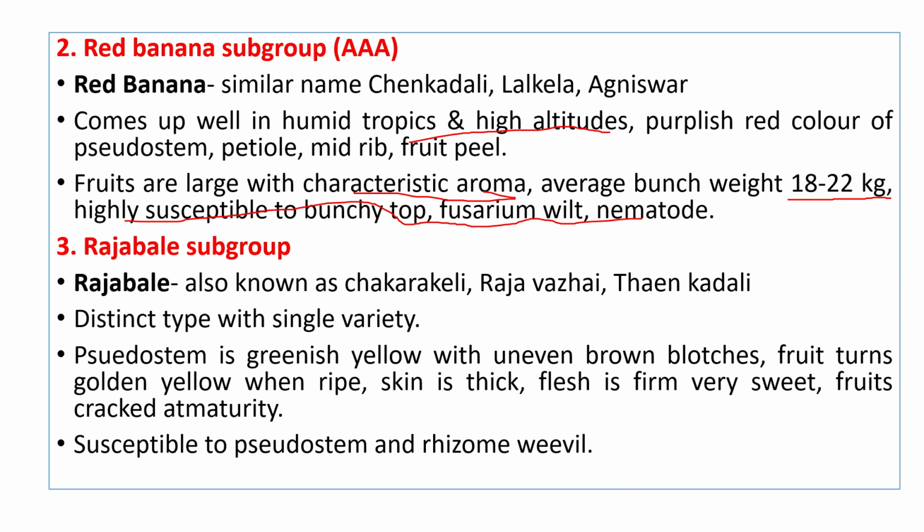The next is Rajabale group. Rajabale is also known as Chakarakeli, Rajavale, and Tenkadali. Distinct type with single variety. Pseudostem is greenish yellow with uneven brown blotches. Fruits will be turning golden yellow when ripe. Skin is thick, flesh is firm, very sweet. Fruits will be cracking at maturity. And this is also susceptible to pseudostem and rhizome weevil. Red bananas are highly susceptible to bunchy top, fusarium wilt, and nematode. And Rajabale subgroup is susceptible to pseudostem and rhizome weevil.